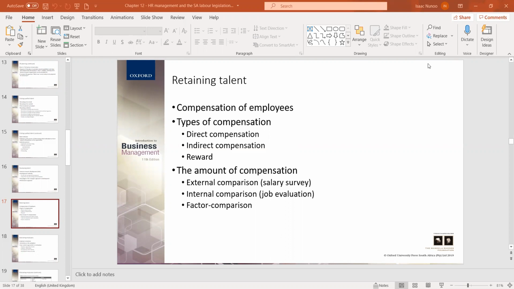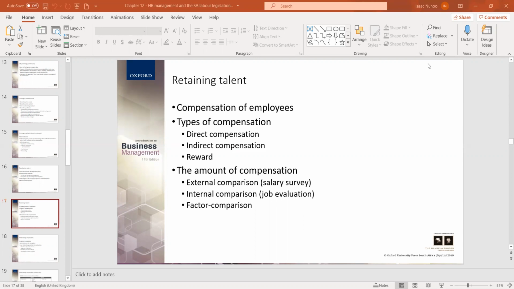Another aspect in terms of retaining your employees is compensation, the amount or type of compensation. We have three main types of compensation: direct compensation, indirect compensation, and rewards. Direct compensation is basically the compensation you receive for the work done in the company. So, the salary, what you are supposed to receive at the end of the month, and the wage, what you are paid daily or weekly. That's what we call the wage.